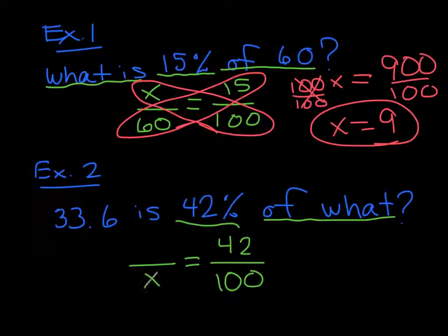Whenever it's the what, that's where I'm going to put X. And then the 33.6, that is my part that I know. So I know the part this time. I don't know the whole amount. And now I'm just going to cross multiply.